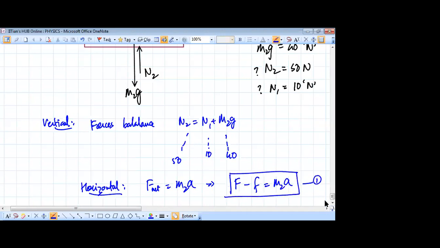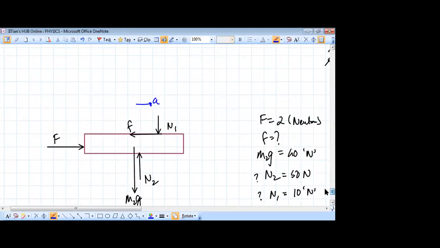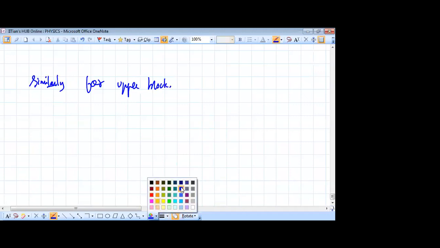And if we write this numerically, we can write it like this, that 2 newtons minus some unknown friction is the mass of this block, which is 4 kg multiplied by the acceleration. So you can write it numerically like this. Okay. Now similarly, you understand what is happening to the upper block. So similarly, for the upper block, if you look at individually that upper block situation, what all is happening to it. So you'll see that it's comparatively much simpler.